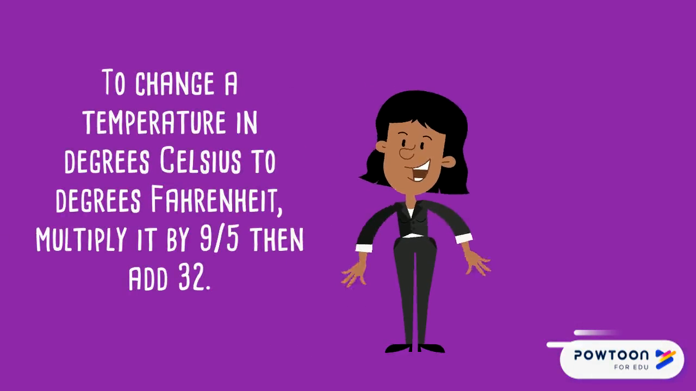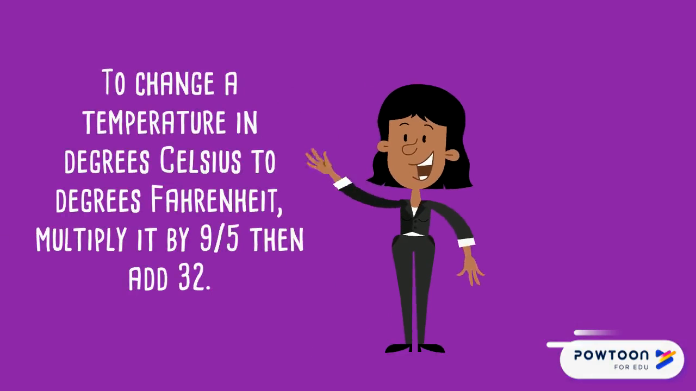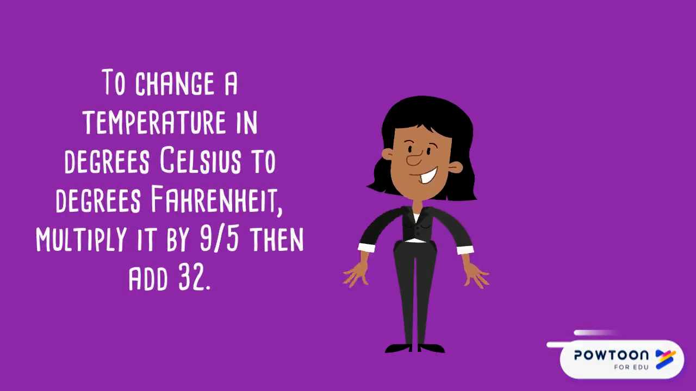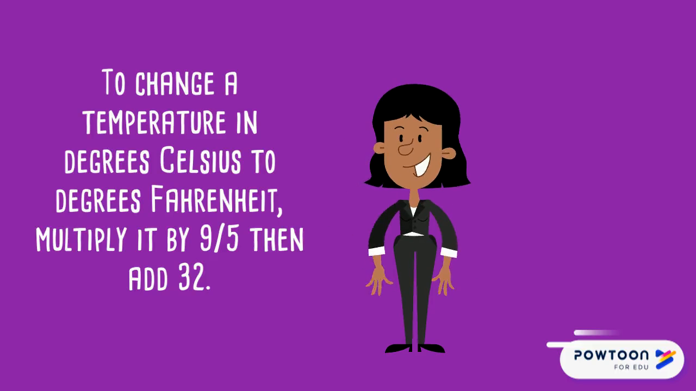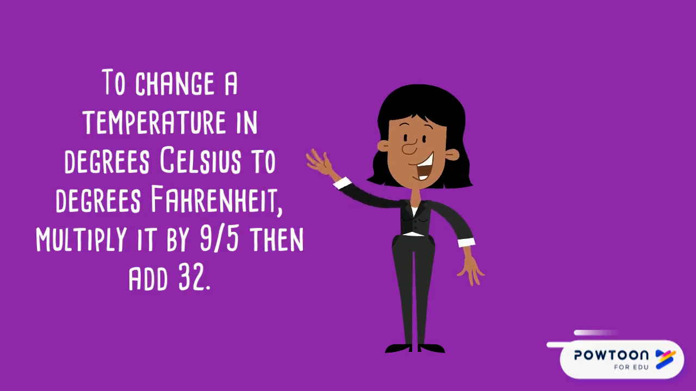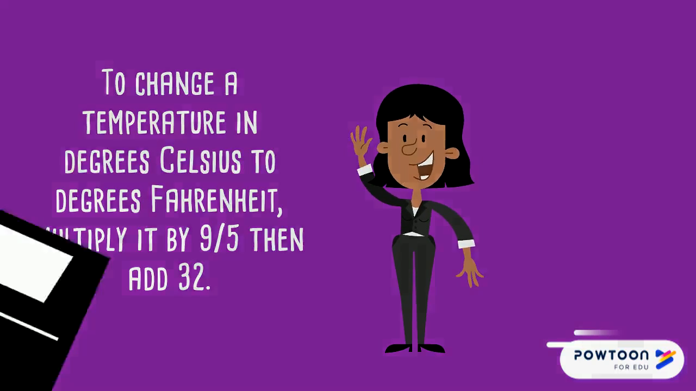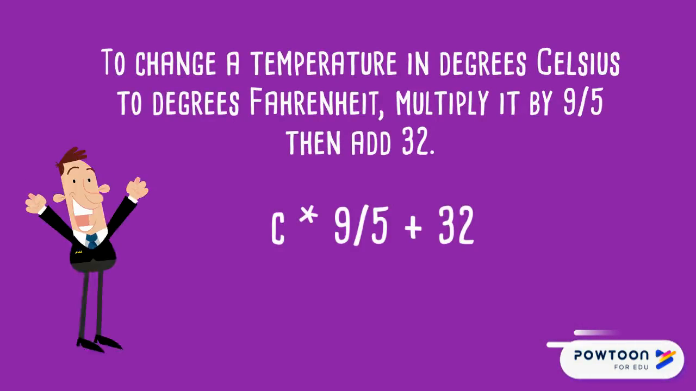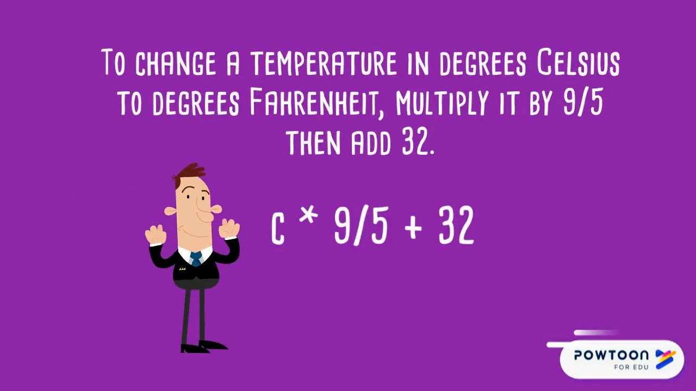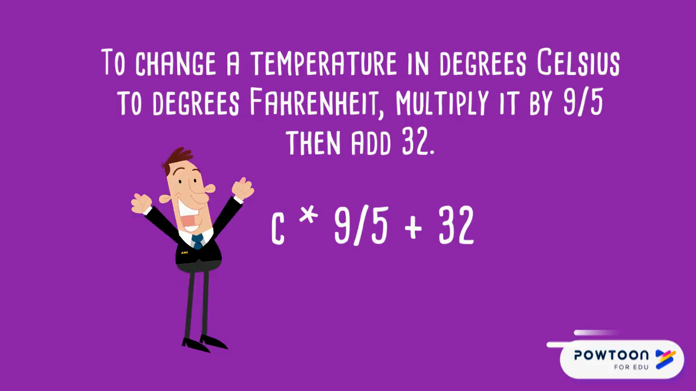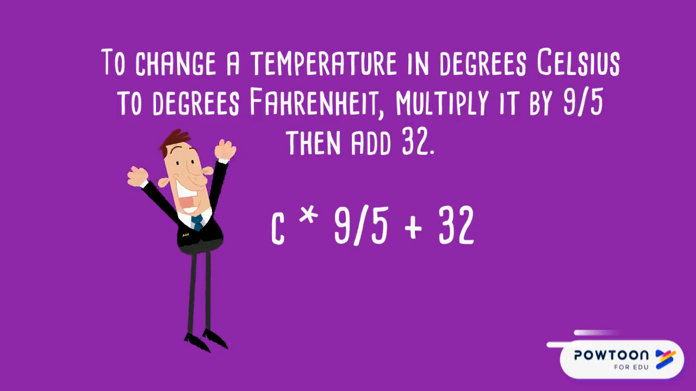Here's one last situation, definitely a good one to know for scientists. To change a temperature in degrees Celsius to degrees Fahrenheit, multiply it by 9/5, then add 32. For this problem, let's use the letter C to be our variable for the temperature in Celsius. If we follow what the problem says, we take that variable, C, multiply it by 9/5, and add 32.